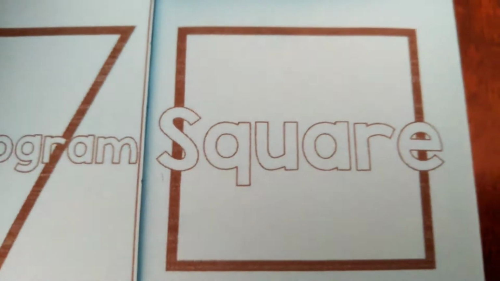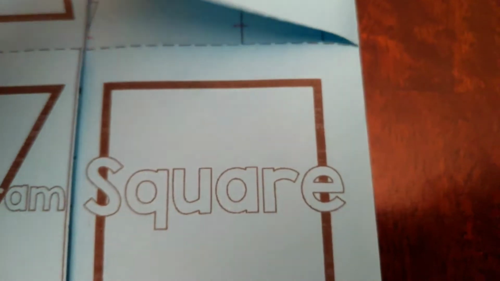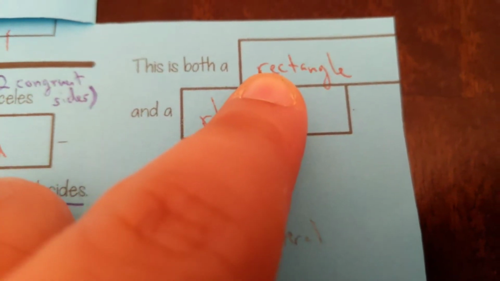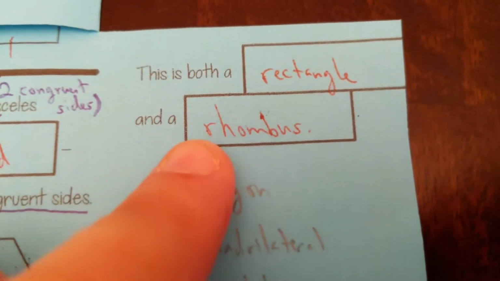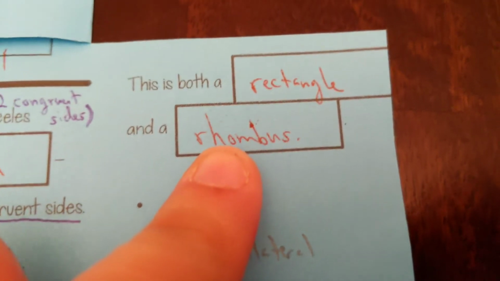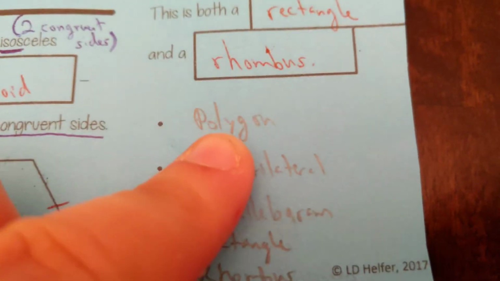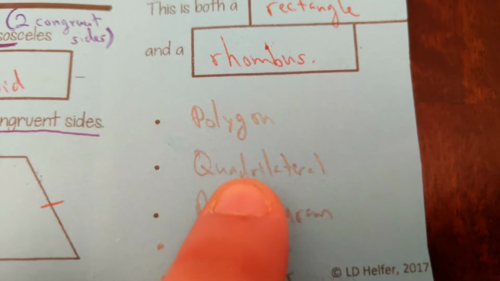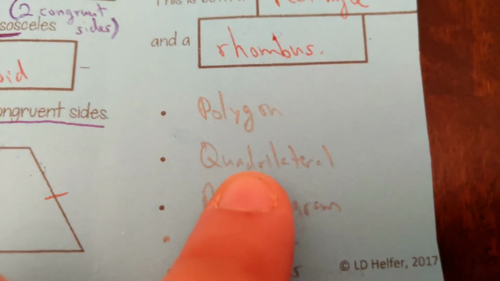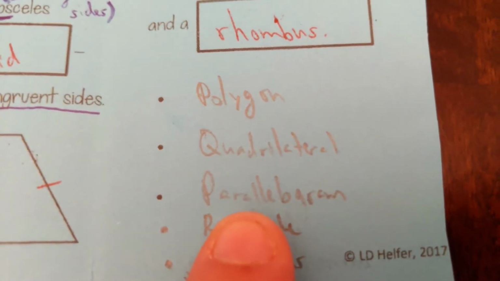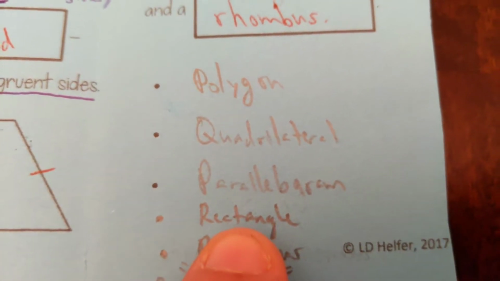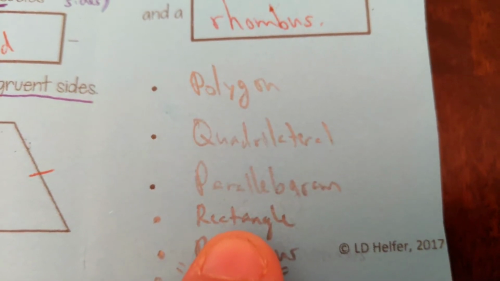And the last shape that we have in our notes is the square. The square is like one of the perfect shapes, if you will. It's a rectangle, and it's also a rhombus. It's a rectangle because it has all right angles, and it's a rhombus because all the sides are equal to each other. So it can be classified as a polygon. It can also be classified as a quadrilateral because it has four sides. It's also a parallelogram because it has two pairs of parallel lines. It can also be classified as a rectangle because it has all four right angles.